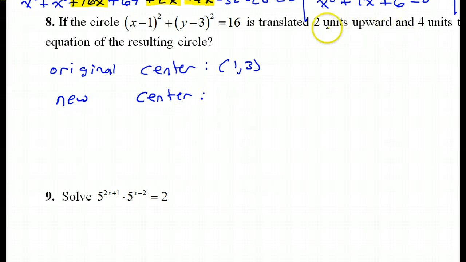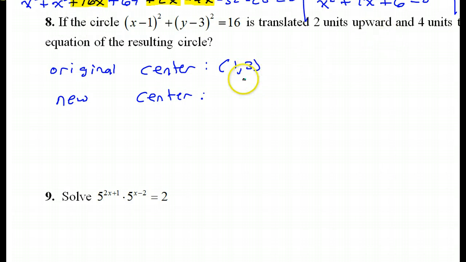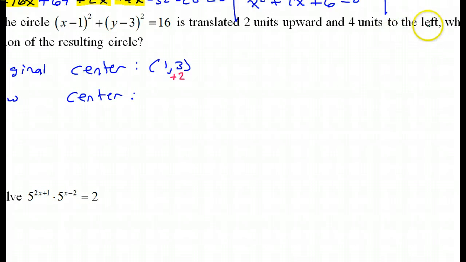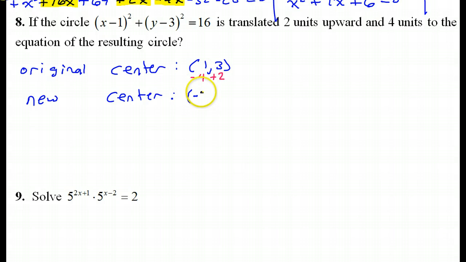If I'm going to move 2 units up, then I'm going to make the y value 2 units higher because I'm moving up. If I'm going to move 4 units to the left, moving to the left makes the x value 4 units less. So I would subtract 4 from the x value. Okay, so that's going to give me a new center of (-3, 5).